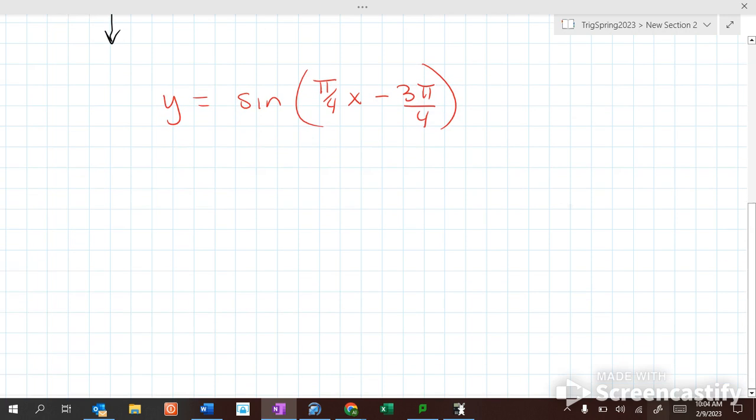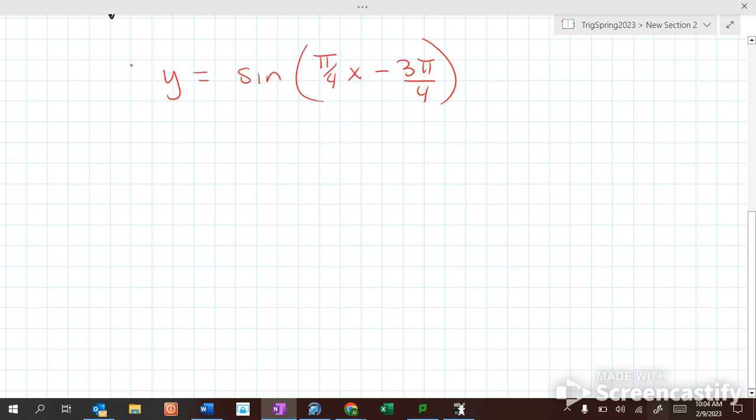Well, before I start the problem, this is not b. b happens on the outside of the equation, so y equals sine. We have to factor out pi over 4 from the inside. So if we factor out a pi over 4, what's left on the inside? x minus 3.